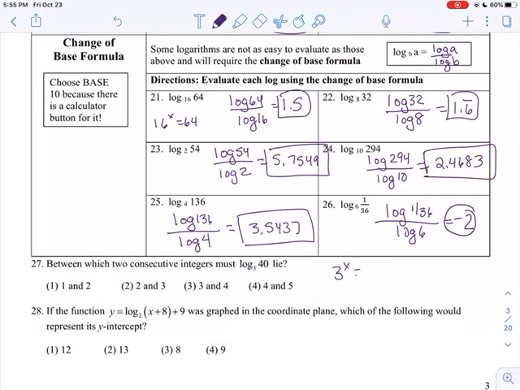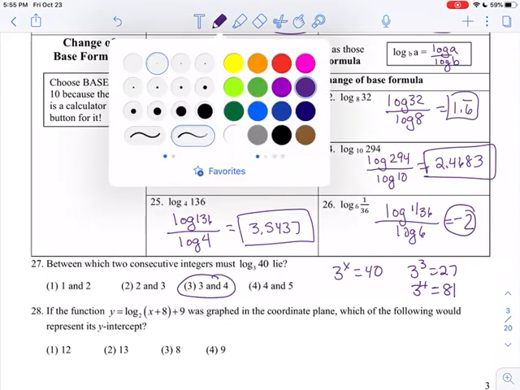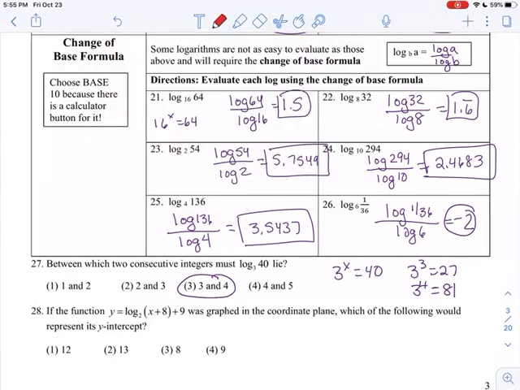Between what two consecutive integers must log base 3 of 40 lie? So basically that's saying that 3 to what power is 40? All right, it's between two integers. So 3 to the third power is 27. 3 to the fourth power is 81. So 40 is in between 27 and 81, so basically log base 3 of 40 lies between 3 and 4.